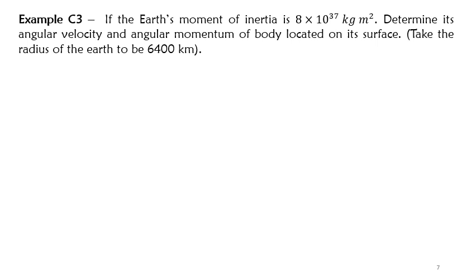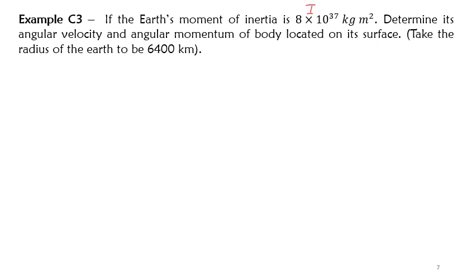Another example. Now, the Earth's moment of inertia is given as 8 times 10 to the power 37 kilogram meter square. Always remember that kilogram meter square is a unit of moment of inertia. So the value given here is I.